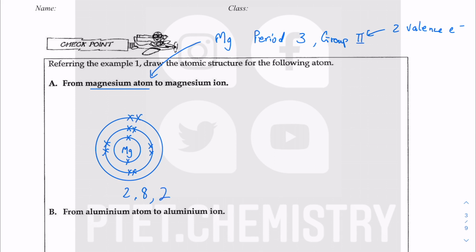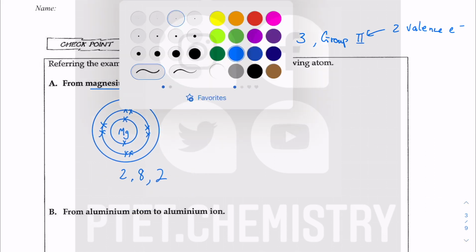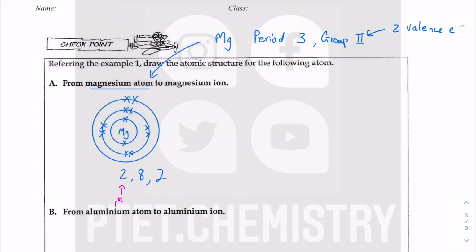So it'll be 2, 8, 2. How do we look at this? We look at the first shell, the second shell, and then the third shell is not fully filled, and it is a metal. Magnesium is a group 2 metal. A metal loses electrons. It loses the valence electrons of the outer shell. How many electrons does it lose?